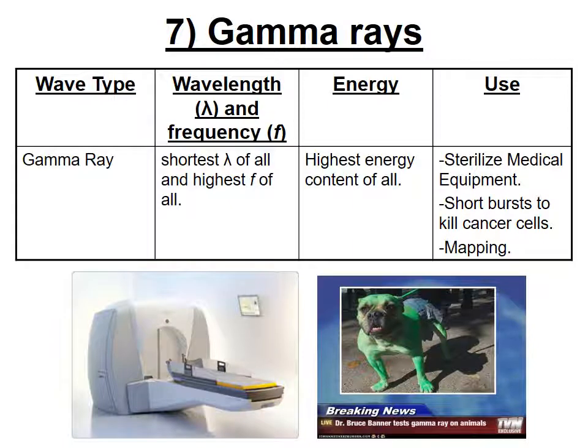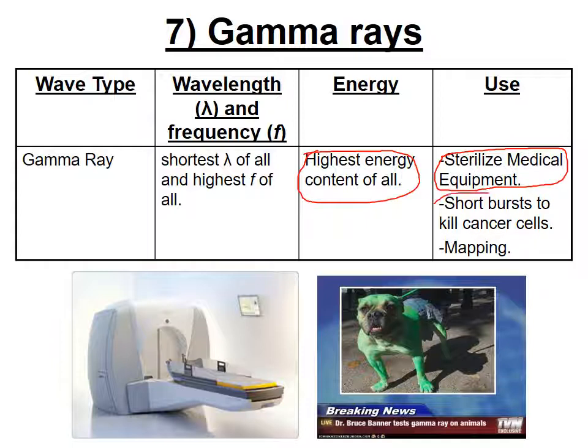And then finally we get to our gamma ray, which has the shortest wavelength of all, and therefore the highest frequency of all. And since it has the highest frequency, that means it has the highest energy. And so we can use it for many different purposes. It's used to sterilize or clean medical equipment. Basically, it kills anything that's on that medical equipment by damaging its DNA.